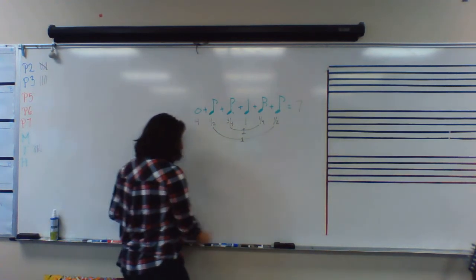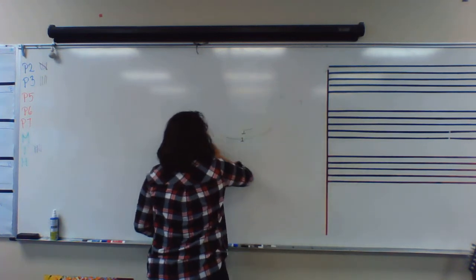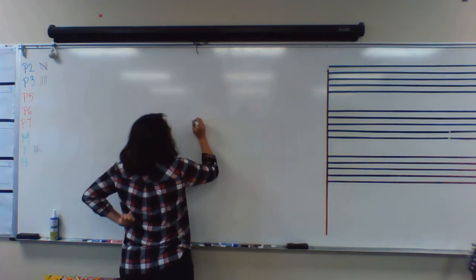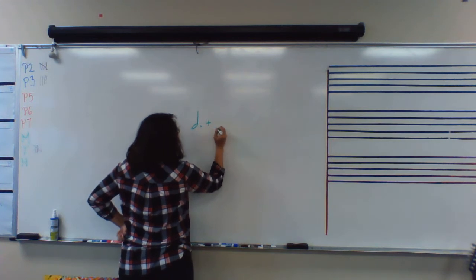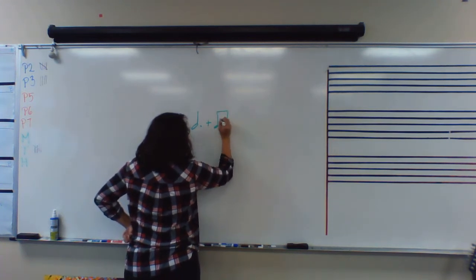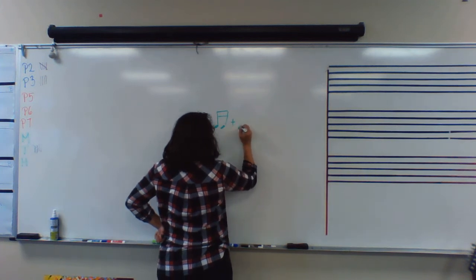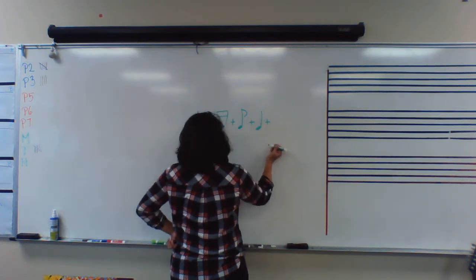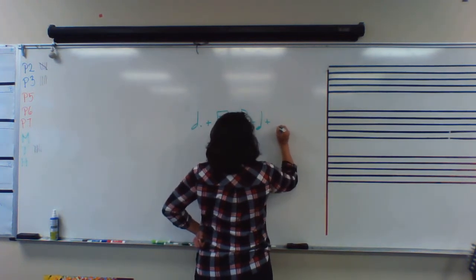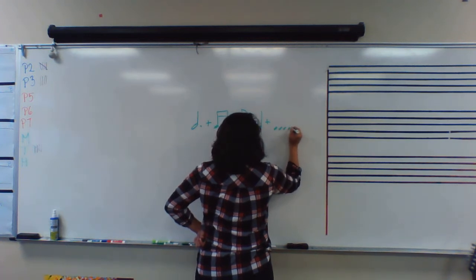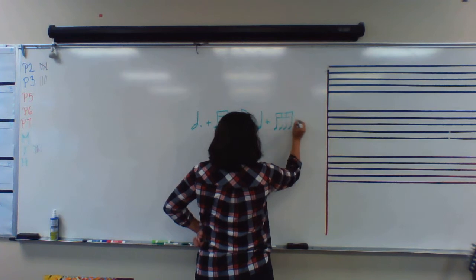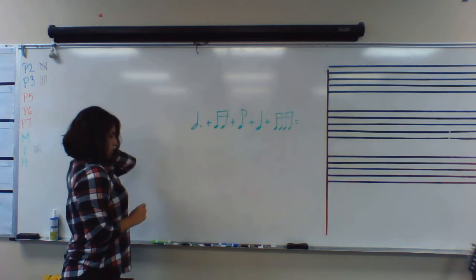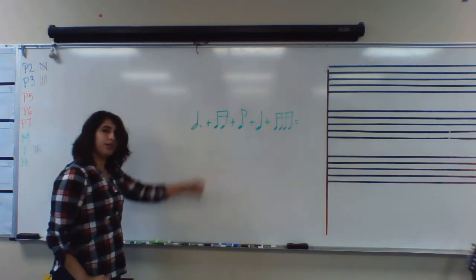All right, here's the next one. Let's see. We're going to do dotted half note plus 2 16th notes plus an eighth note plus a quarter note plus 4 16th notes. You have 5 seconds to figure it out.